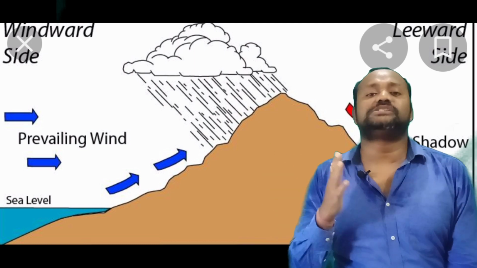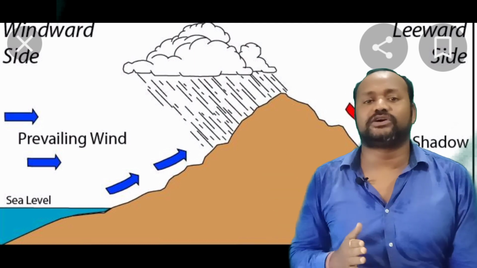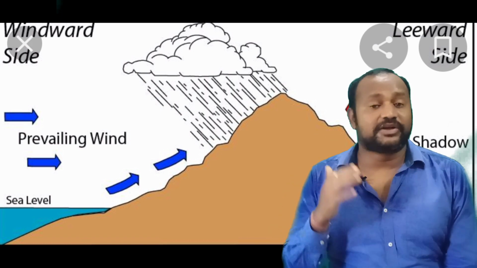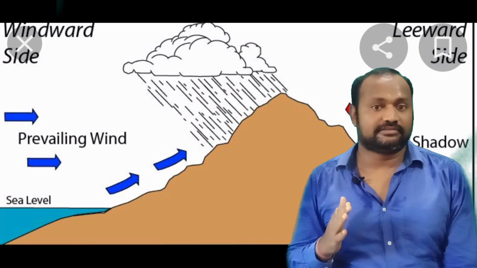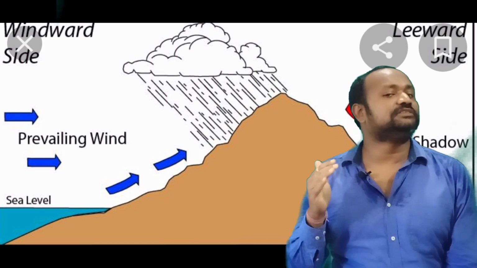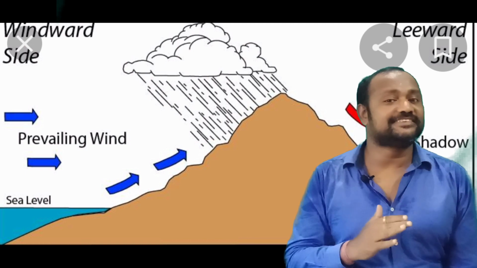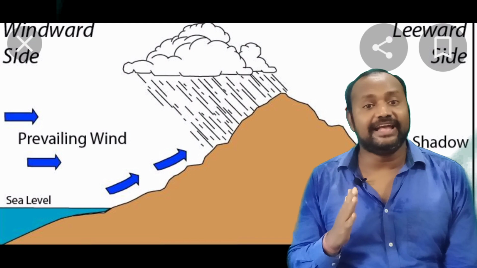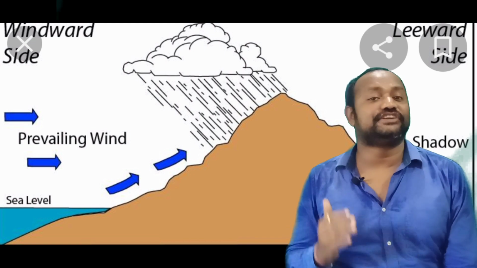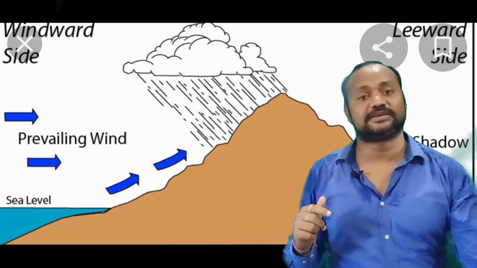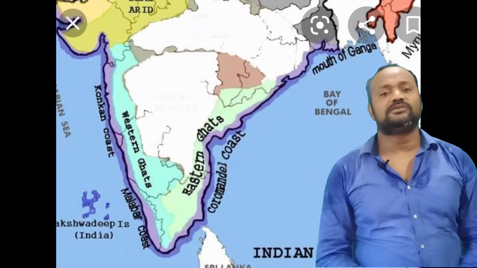So students, this is orographic rain, and this orographic rain occurs in the Western Ghat because it is a continuous chain and higher in altitude, that's why it occurs. But in case of the Eastern Ghat, it does not occur. Why? Because the Eastern Ghat gets fragmented due to many rivers. So next we are going to discuss the Eastern Ghat.